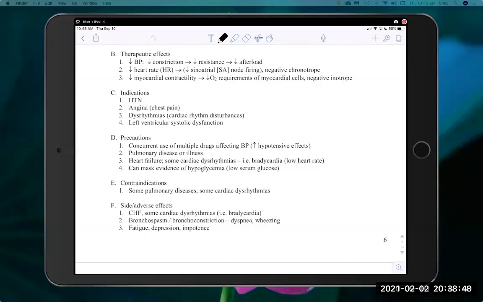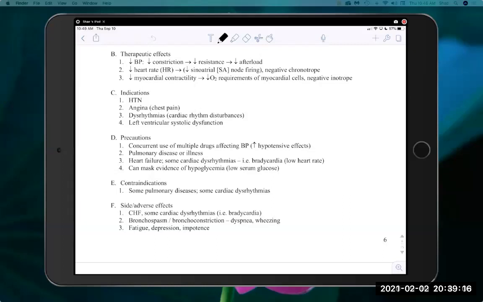This drug also decreases myocardial contractility. So if we have decreased myocardial contractility, right? That's the force of contraction of the heart. That's what we're talking about when I say that. We're going to decrease the oxygen requirements of those myocardial cells. Important to remember for this. Decreases myocardial contractility, decreases O2 requirements of the myocardial cells. So we call this a negative inotrope.